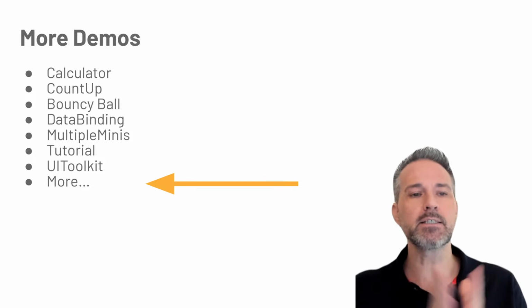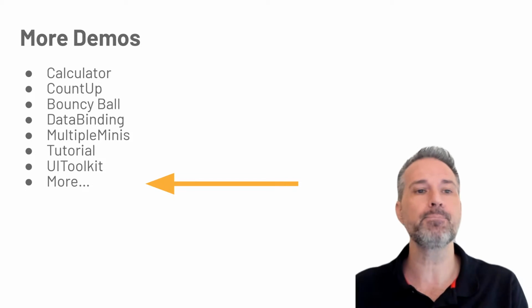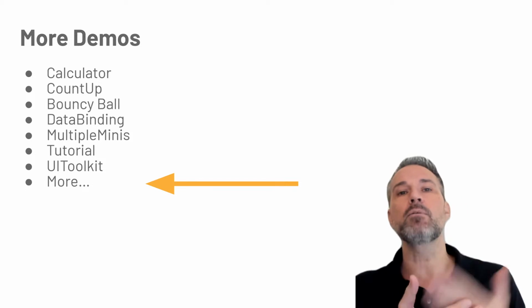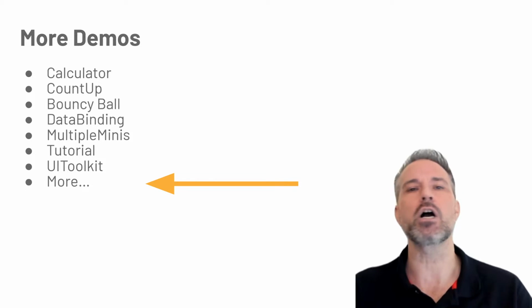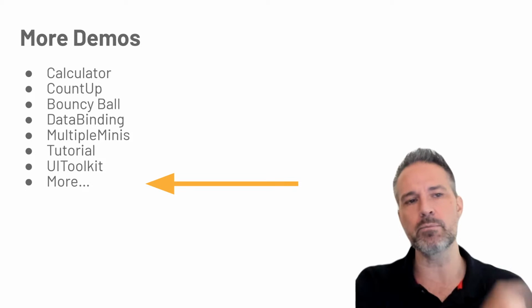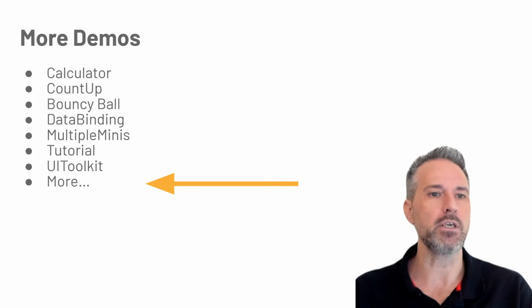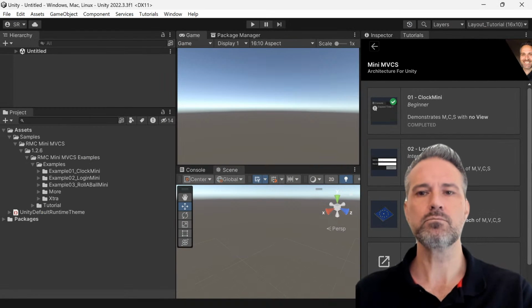Then we'll look at a simple game, this bouncy ball game. And then, starting from the top, we'll look at a calculator, and this count up example, which are very introductory ways to take a look. So we'll start from the top there with the calculator. Let's jump into Unity here.